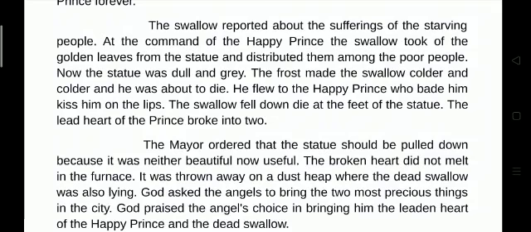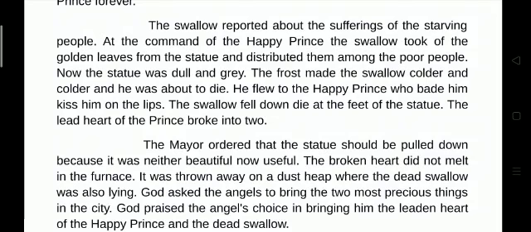God asked the angels. Now what happened? When such great people are there, God asked the angels to bring the two most precious things in the city. God praised the angels' choice. Now they had to choose what to bring. And the best thing for God is what? Kindness. Kindness is the best thing for God.